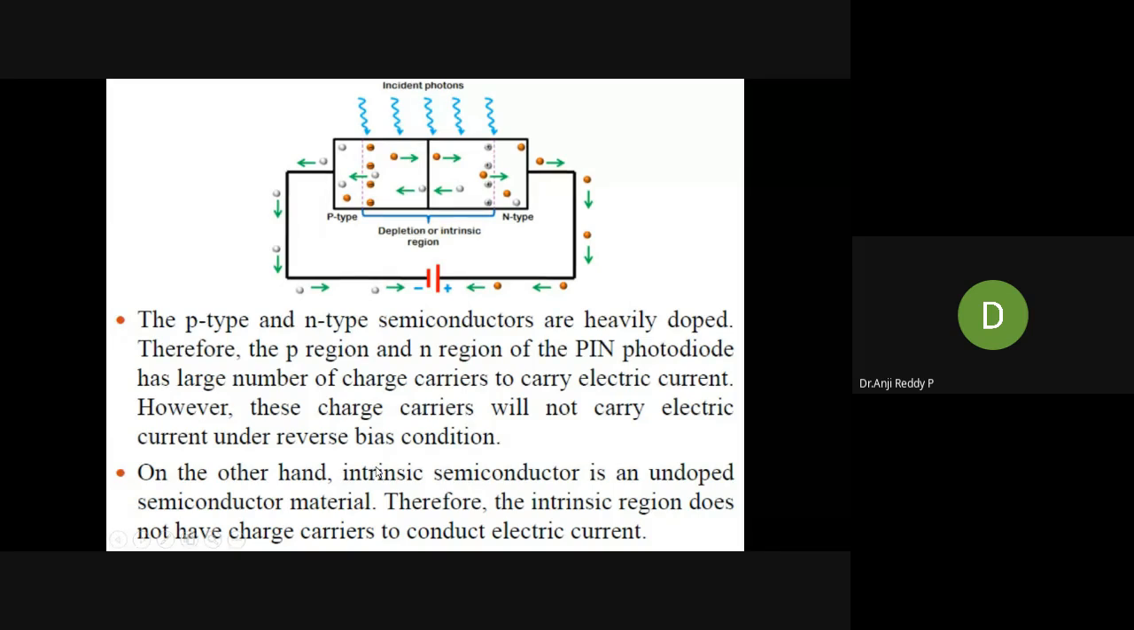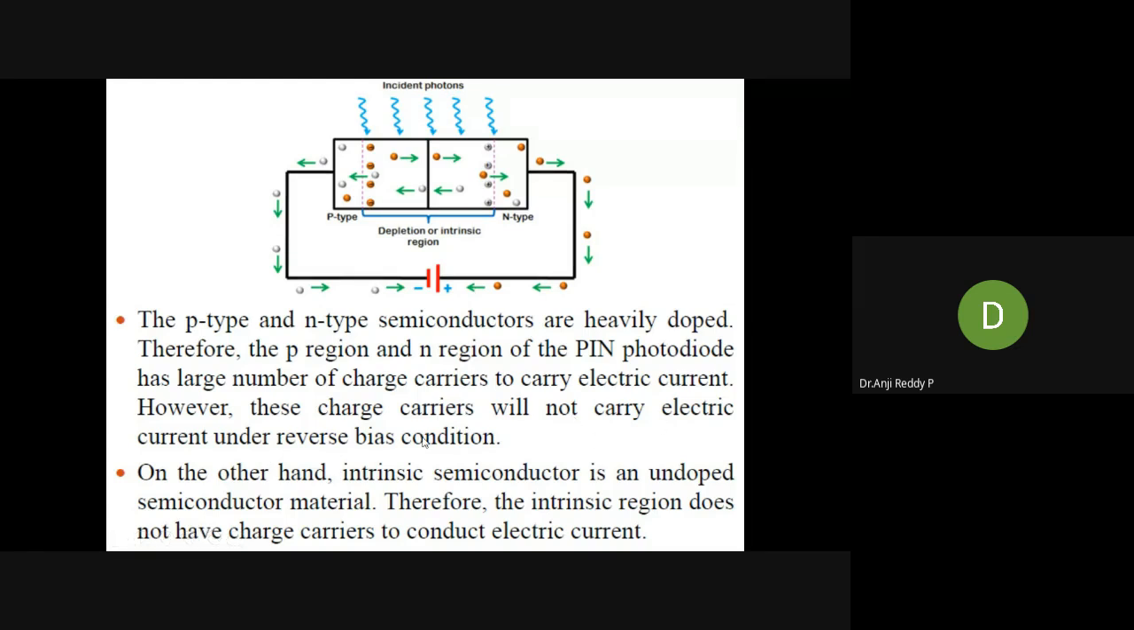In which bias are we connecting here? We are connecting in reverse bias. In reverse bias, we won't get current due to majority carriers, remember. Initially, in reverse bias, we won't get current due to majority carriers. However, these charge carriers will not carry electric current under reverse bias condition.